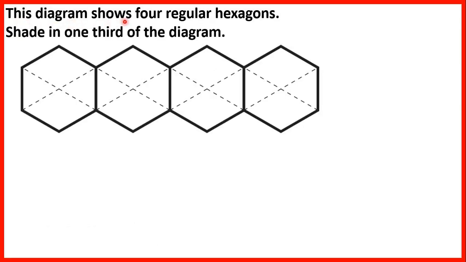This diagram shows 4 regular hexagons. Shade in 1/3 of the diagram. So the word regular tells us that all of the sides of the hexagons are the same length.